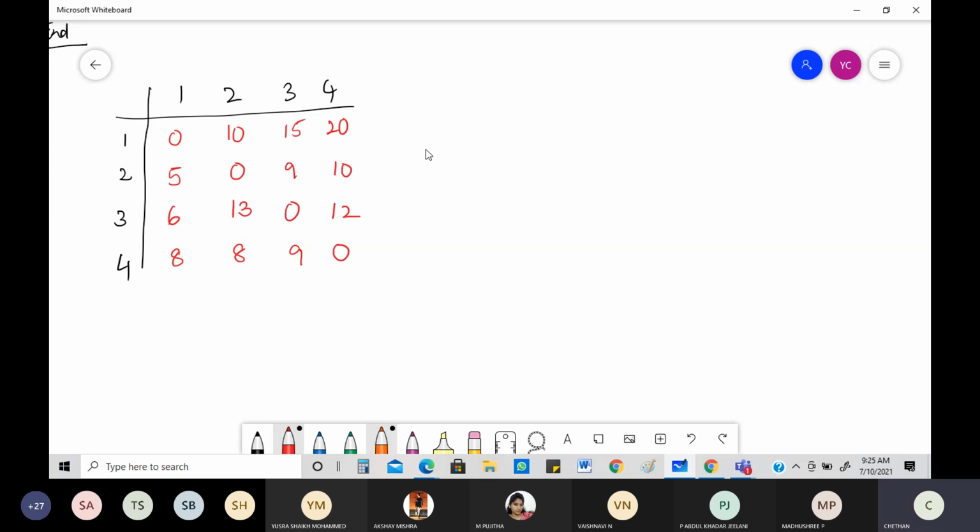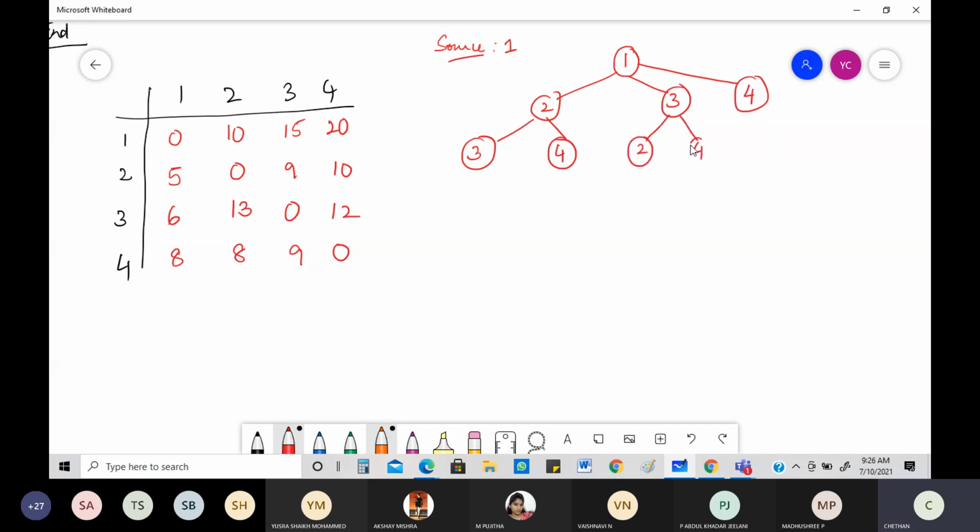Then for this we even wrote what is known as the dynamic programming representation, using a tree structure. So I'll be taking my source as 1 itself. From 1, I could go to 2, then 3, or even 4. 3 choices. Then from 2, I can only go up to 3 or 4. From 3, I can go to either 2 or 4. From 4, I can go to 2 or 3, nothing more. Okay, see from 3, where can I go? Be careful here.